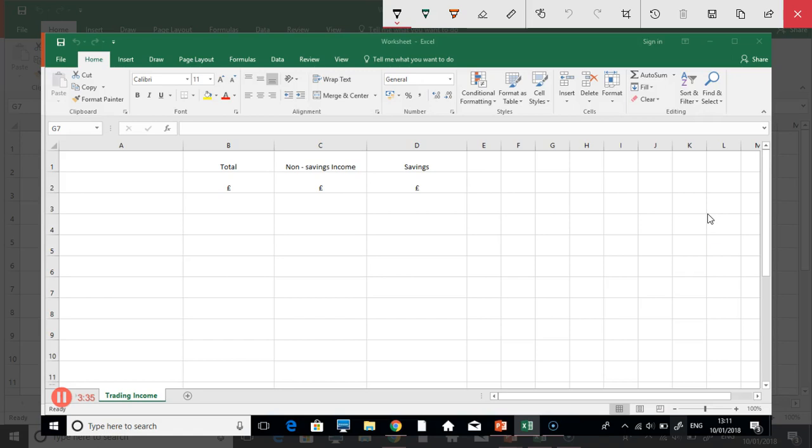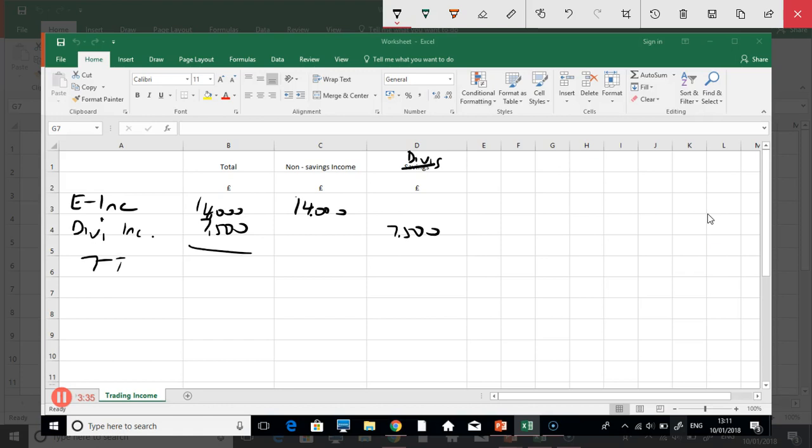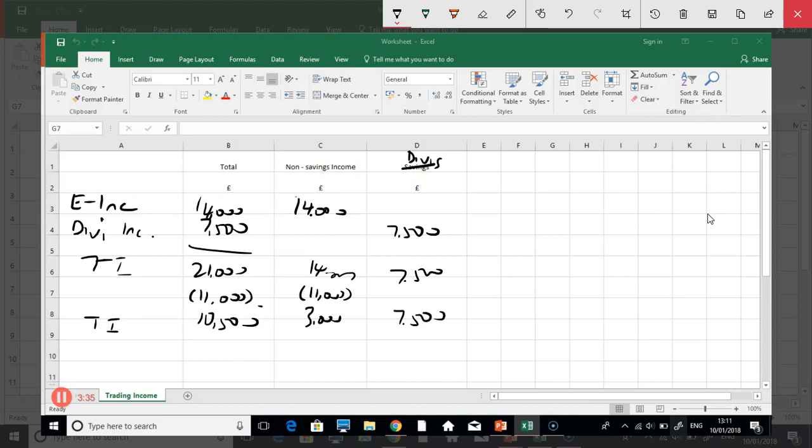So what we have here is employment income of 14,000. This is not savings, this is dividends, and I have dividends of 7,500. Therefore my total income becomes 21,000. I've got my personal allowance that I can use, and that leaves me with 3,000 here and 7,500 here, so 10,500. Of course, I'm taking up 11,000 here. So this is now my taxable income.